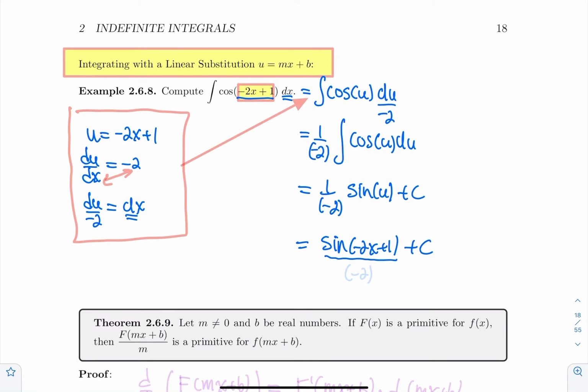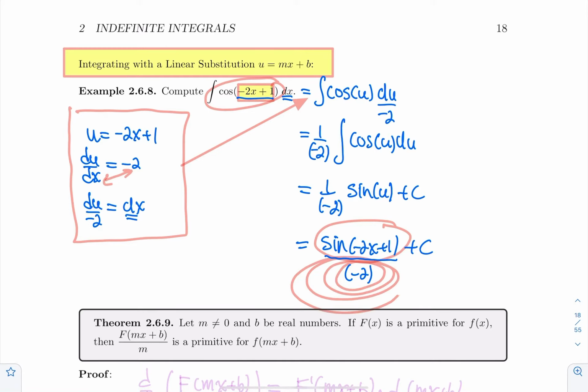And here I'm going to write it in a special way to see what the trick is. If I had only the integral of cos to integrate, I know it would be just sine plus c. But now I have cos(-2x + 1), and I get sin(-2x + 1) over -2 plus c, of course, at the end.